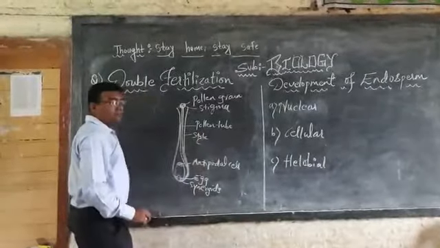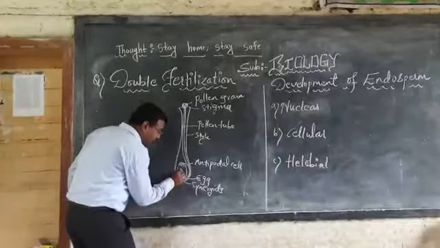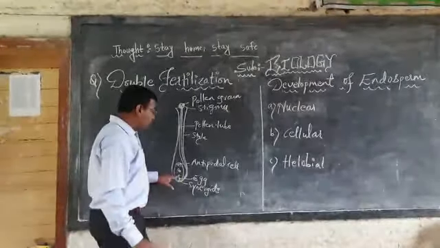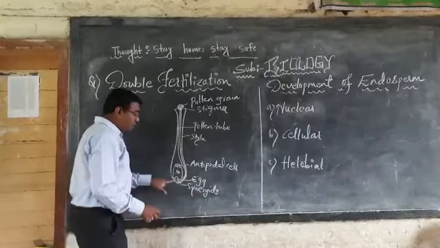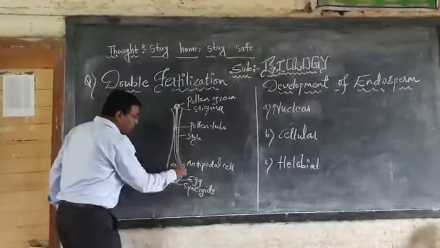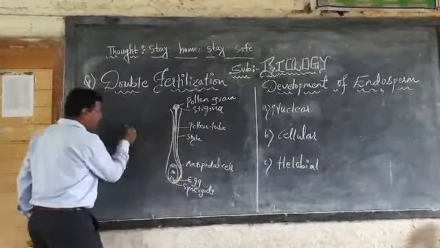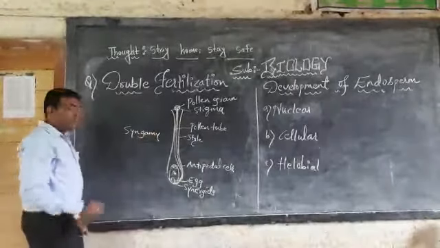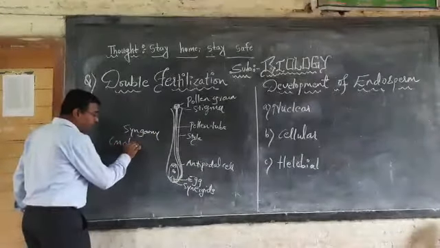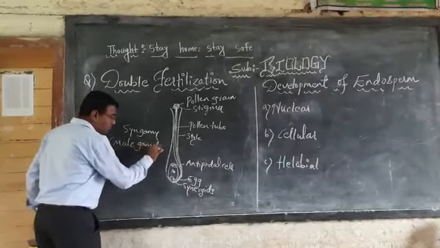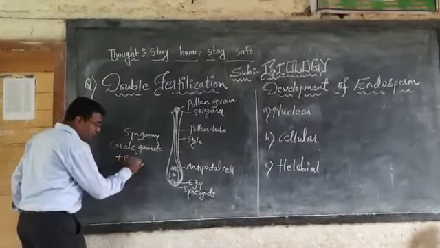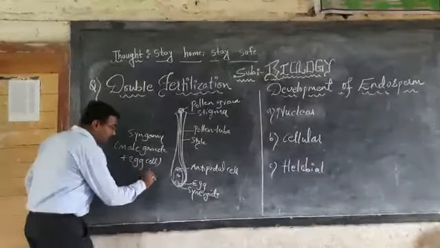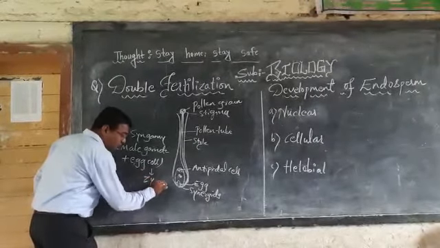So when we are seeing double fertilization, we know that at the center there are 2 nuclei, and out of these 2 nuclei, one of the pollen will fertilize the egg to form syngamy. What is the meaning of syngamy? Syngamy means the fusion of the male gamete with the egg cell. In future, this fusion will result in the formation of the zygote.